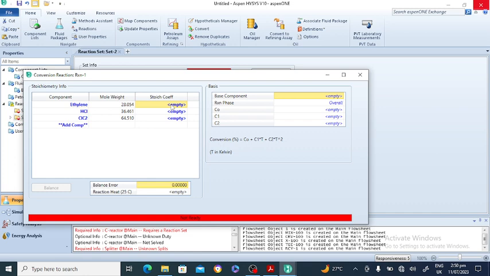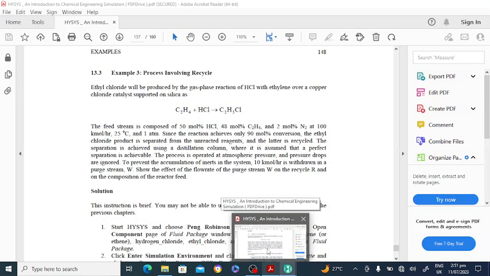The stoichiometric coefficient will be -1 for these, and 1 for ethyl chloride, because these are reactants: 1 mole, 1 mole, and 1 mole of ethyl chloride is produced. The base component is ethylene. The reaction phase is overall. You can also change it to the gas or vapor phase, or liquid phase. And the conversion of ethylene is how much? 90 mole percent.